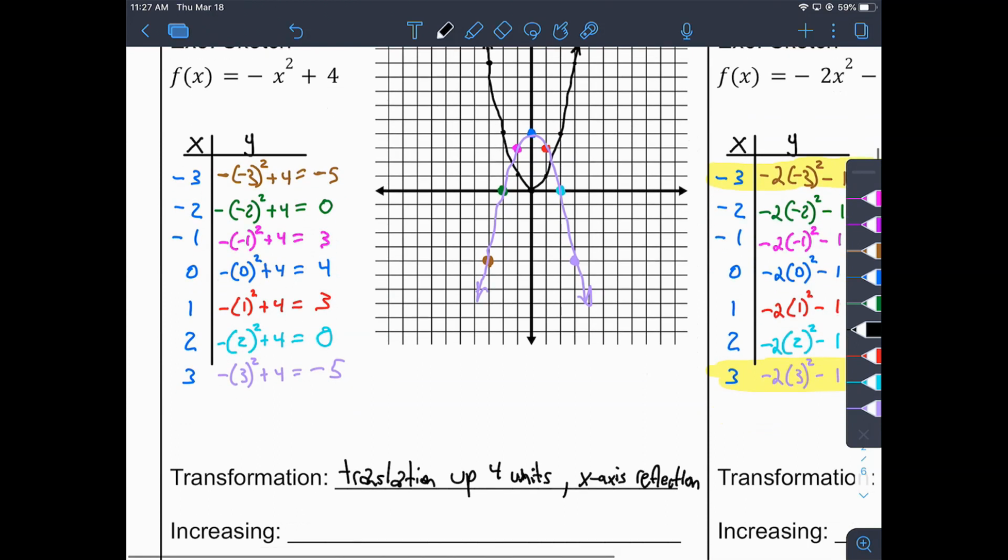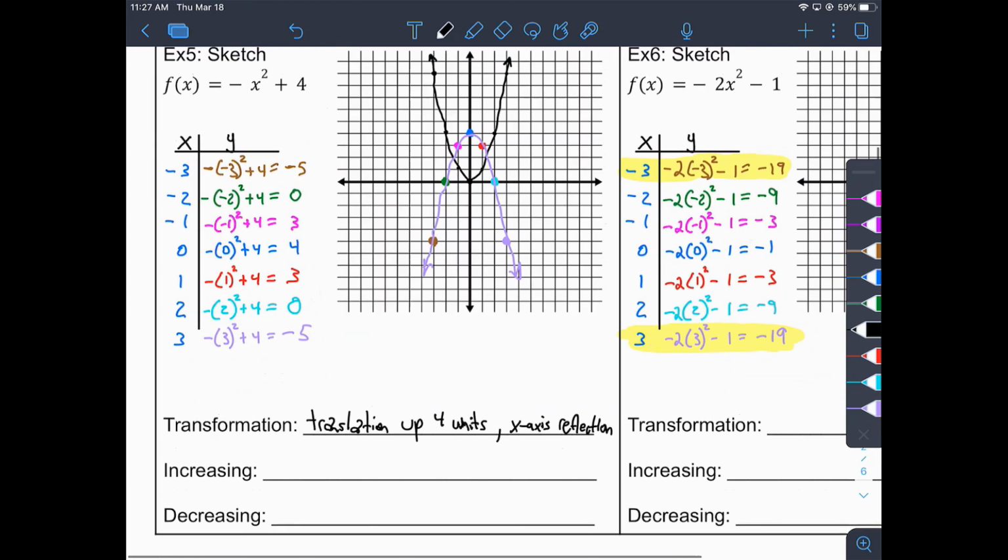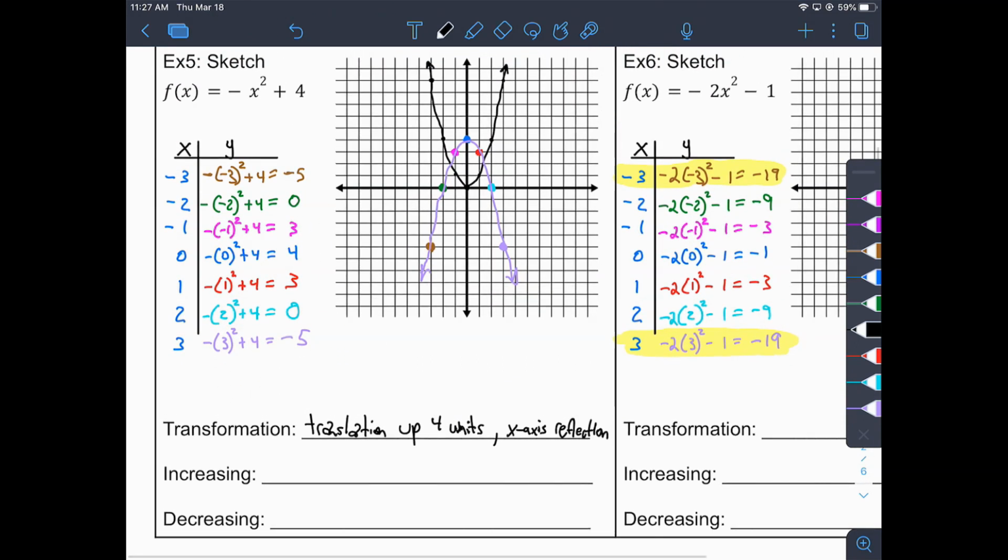Now, we haven't really been talking about the increasing or decreasing on the other 2 videos because they were pretty much the same. Nothing really happened interesting-wise until we got to this x-axis reflection. Because before, we always said that this was decreasing until we hit the vertex, and then it was increasing on the parent function.